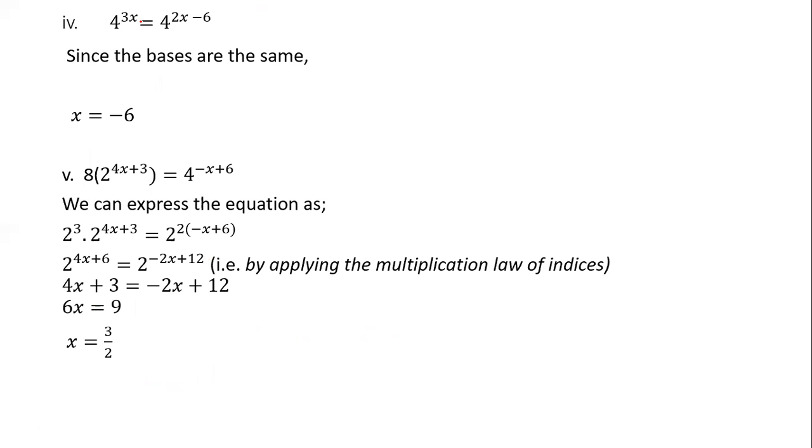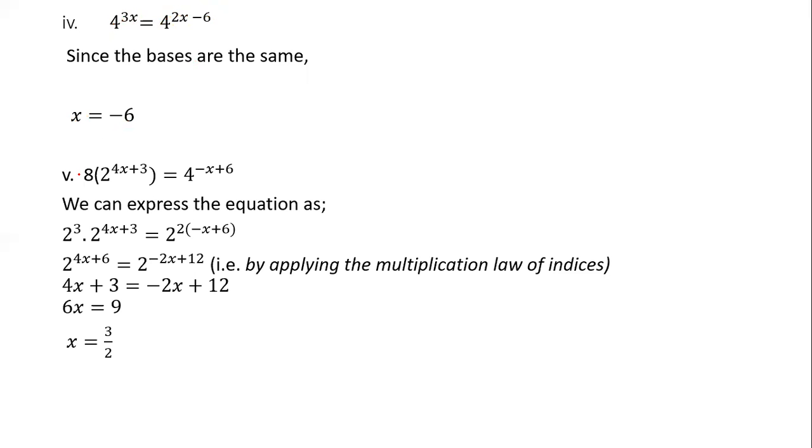Now look at the fourth example. We have 4 power 3x equal to 4 power 2x minus 6. Luckily enough, the bases are the same. Hence, we can just equate the exponents. So we are now going to have 3x equal to 2x minus 6. Hence, x equal to negative 6. I hope you are all following.